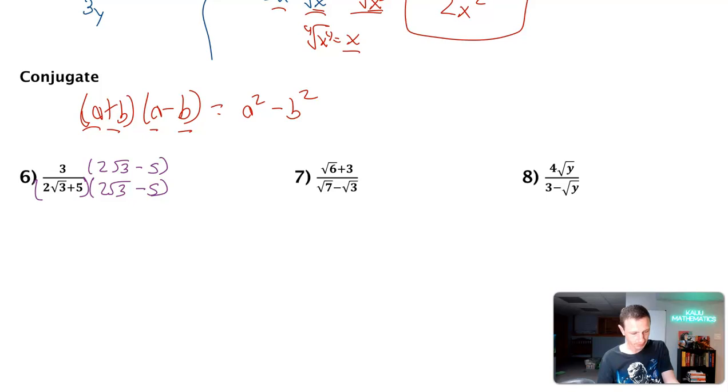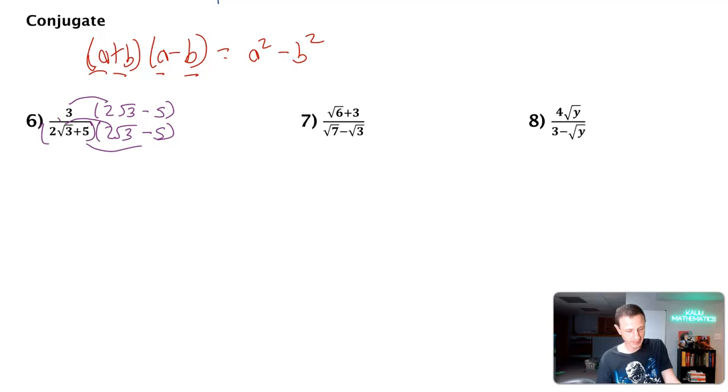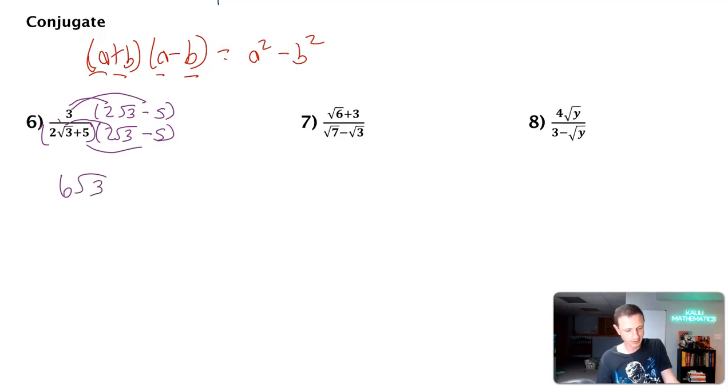So let me just erase all my arrows here. So I'm doing 2 root 3 times 2 root 3, and then I'm doing 5 times negative 5, or just squaring the a and the b term. Let me do the top first. I'm going to move this down a little bit. So I'm going to do 3 times 2 root 3, 3 times negative 5, and then I'll do the bottom. So 3 times 2 root 3 is 6 square root of 3. 3 times 2 is 6, minus 3 times 5 is 15.